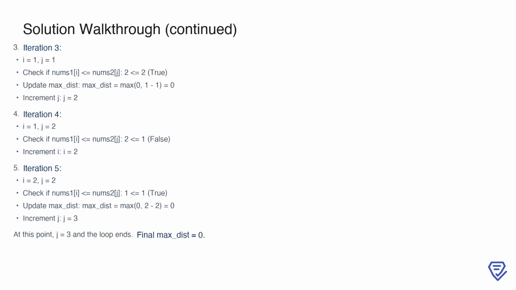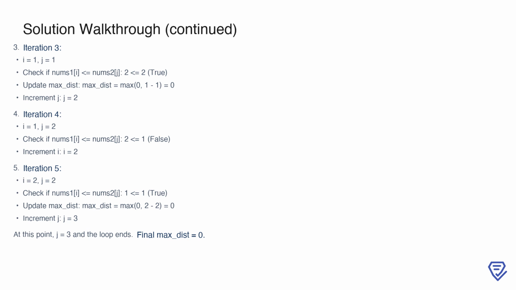In the fifth and final iteration, i is now 2 and j is still 2. We compare nums1[2] and nums2[2], which are both 1. Since 1 is equal to 1, the condition is true. We calculate max_dist as the maximum of the current max_dist 0 and j minus i, which is 0. Max_dist remains 0. We then increment j to 3. At this point, j is 3, and the loop terminates. The final value of max_dist for this example is 0.